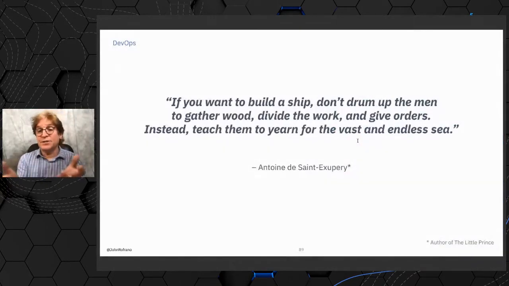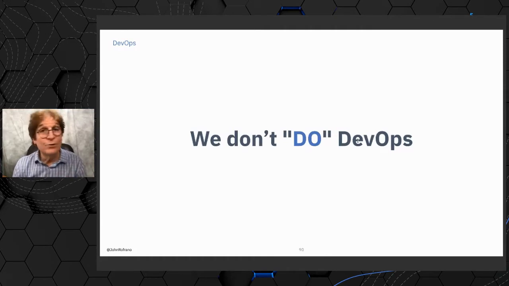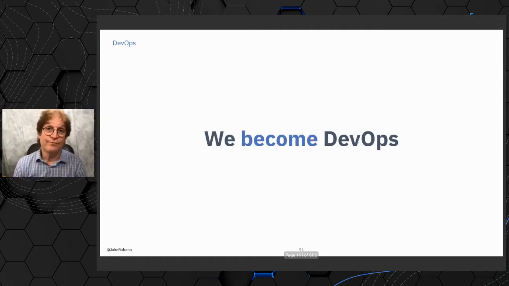I like to say, this is a quote, I love this quote: If you want to build a ship, don't drum up the men to gather wood, divide the work, and give orders. Instead, teach them to yearn for the vast and endless sea. You hired good people. Give them the vision and get out of their way and let them do what they do. They're going to surprise you. So I like to say, we don't do DevOps. We become DevOps.